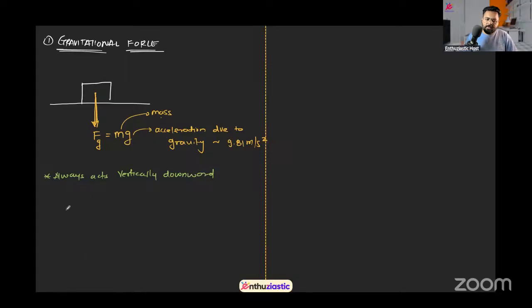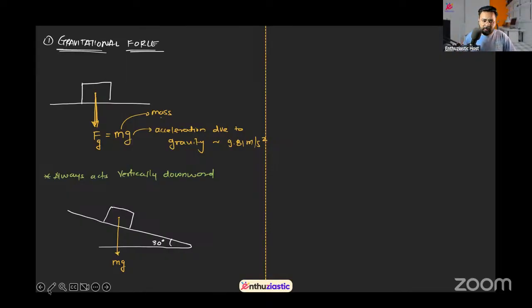So if I give an example, let's take an inclined plane. It is inclined at some angle. Let's call it 30 degrees. Now we have the mass here. Where should the gravitational force act? It will act straight down. This would be your mg force, or gravitational force. I hope we are clear with the concept of gravitational force. Now, if that is clear, we can move on to the next part.